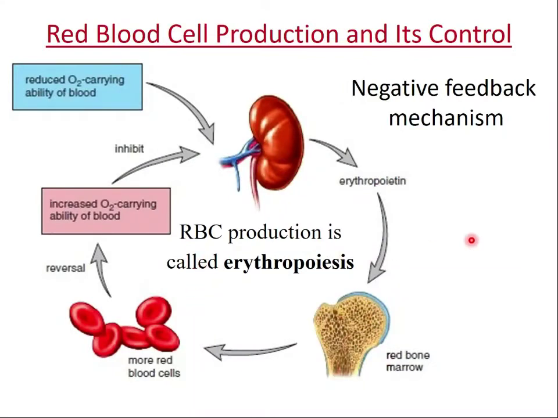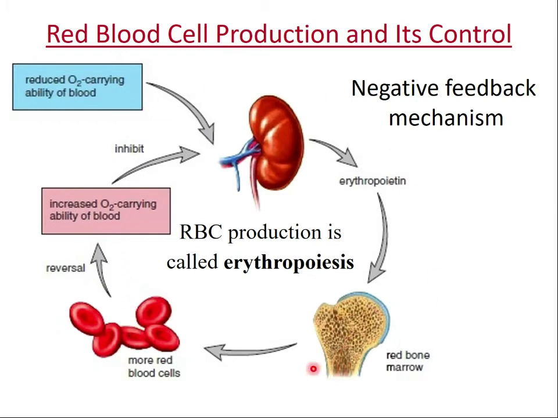So now we'll talk a little bit about the production and control of red blood cells. Production and control of red blood cells. So red blood cells are produced in the bone marrow of these long bones. We talked about how they have cavitaceous structures in the long bone. The red bone marrow will be there, and that will produce red blood cells.